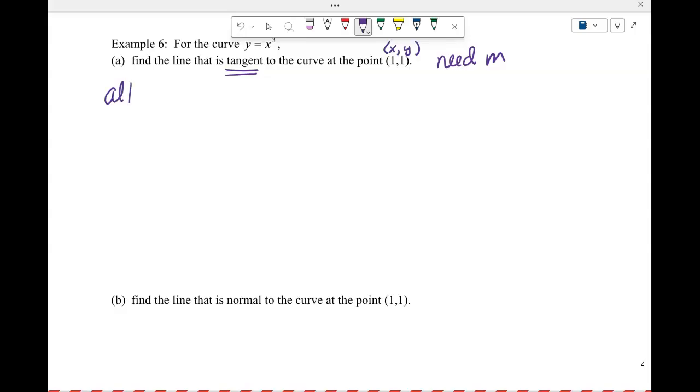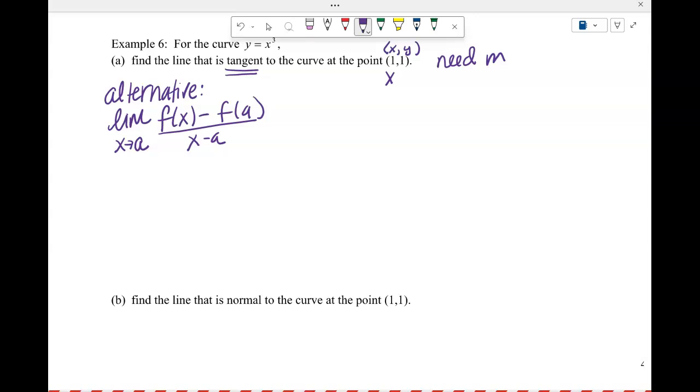So we can go and use the alternative definition, which is the limit as x is approaching an unknown point, let's call it a, of f of x minus f of a all over x minus a. So your a is just going to be 1, and your f of a is going to be 1. So a equals 1. F of a, by plugging it in, 1 to the third is 1, or in this case, they already gave us the point, which is going to be 1.